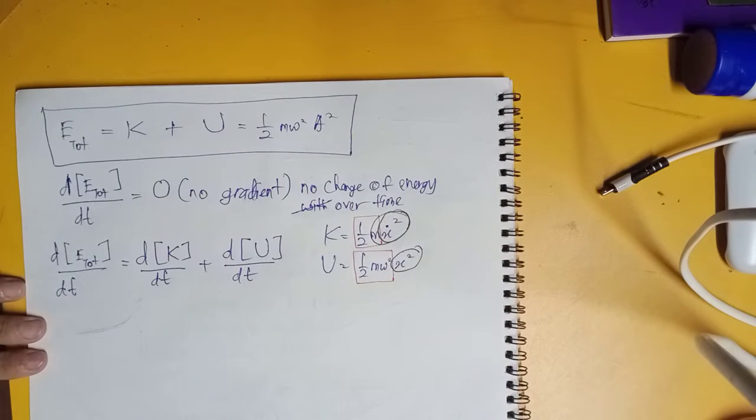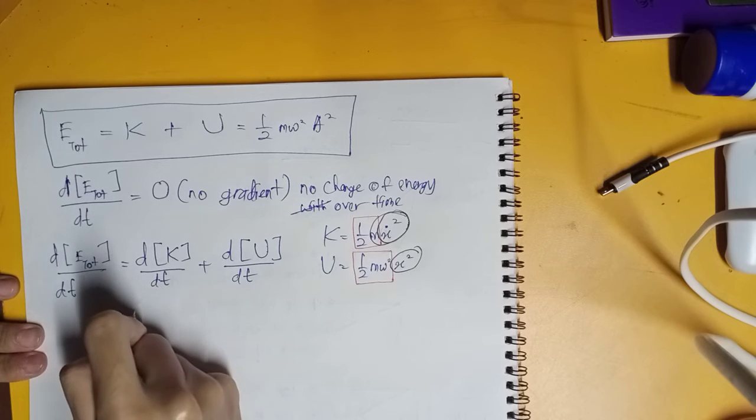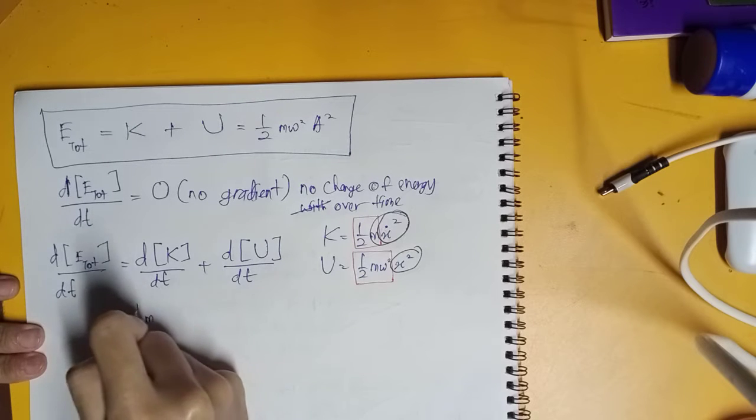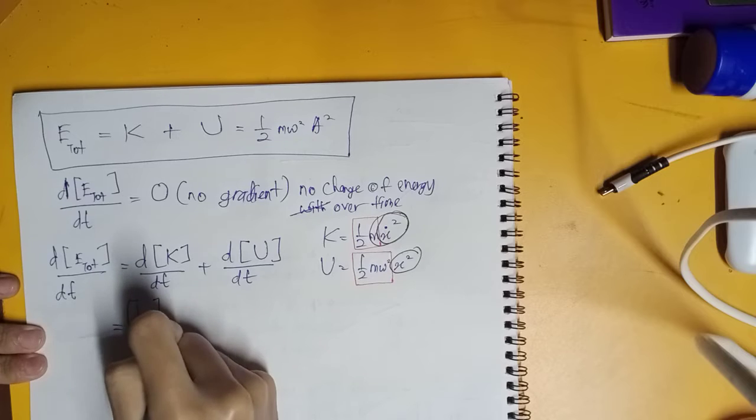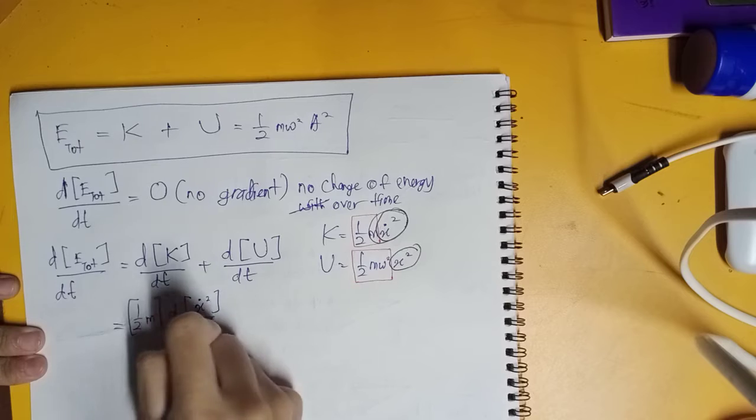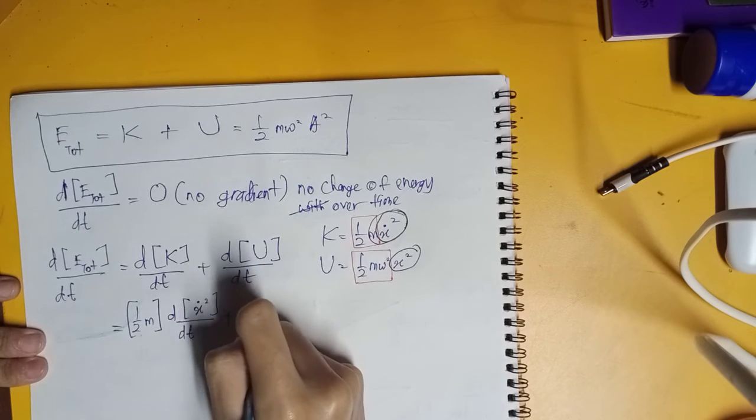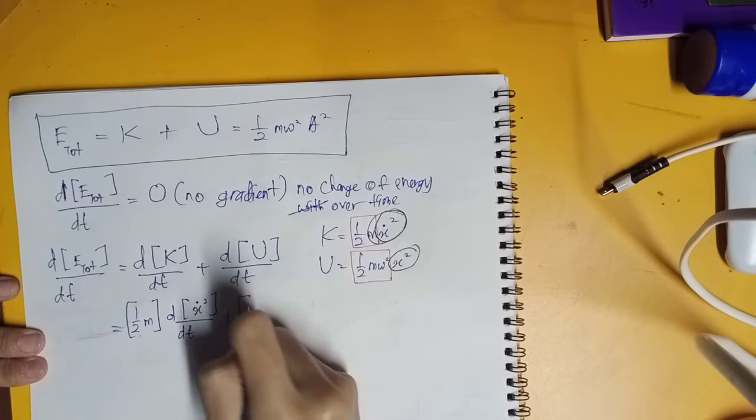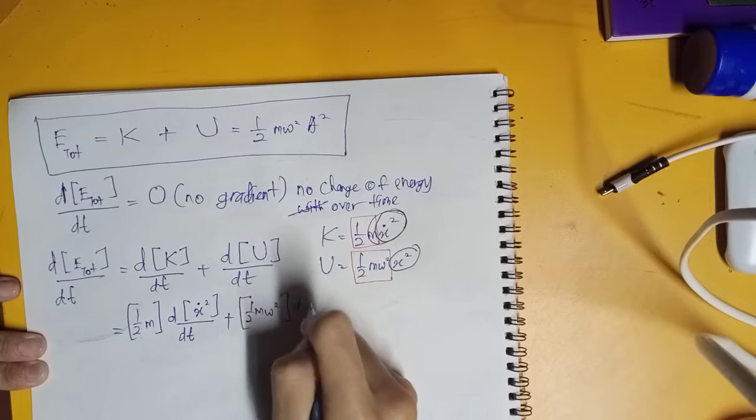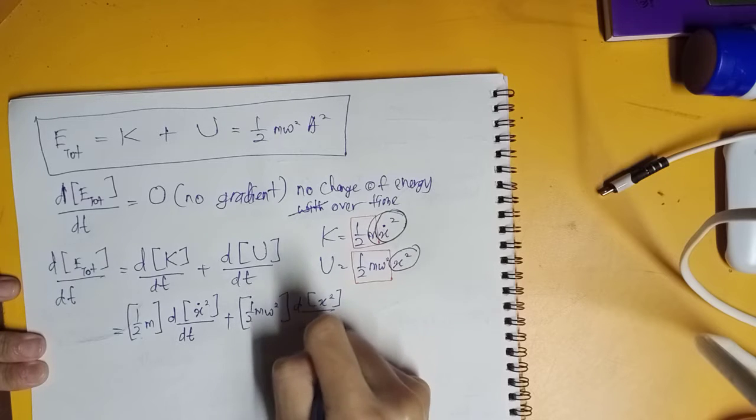So here we have 1 over 2 m times d of x dot square over dt, right? Because we want to differentiate this with respect to time, and then plus 1 over 2 m omega square times the differentiation of x square with respect to time right here.